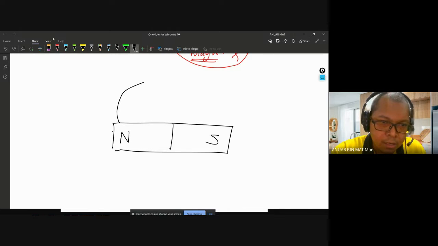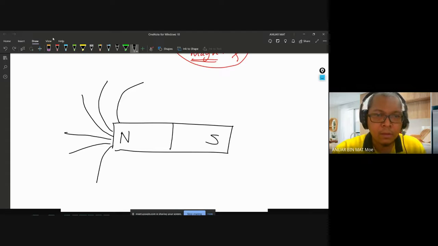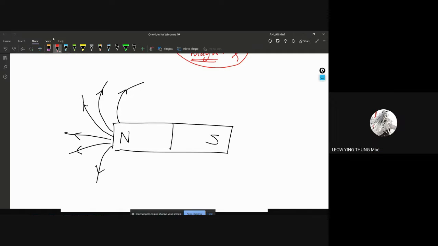1, 2, 3, 4, 5. Begin from north end. The arrow will be like this. Is it true, class? Drawing like this? Yes. Okay, very good.